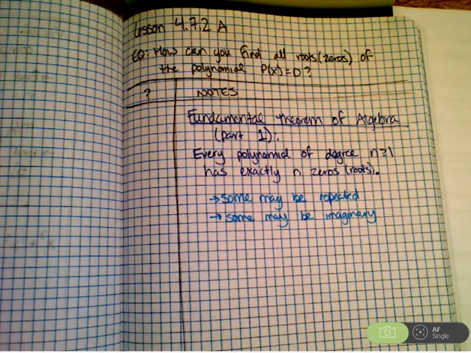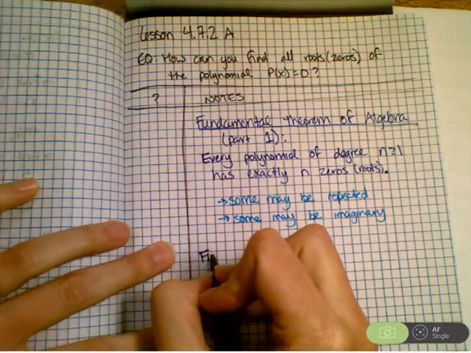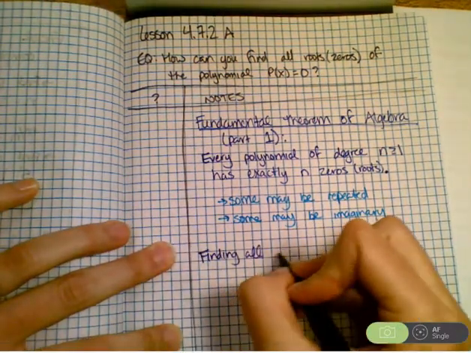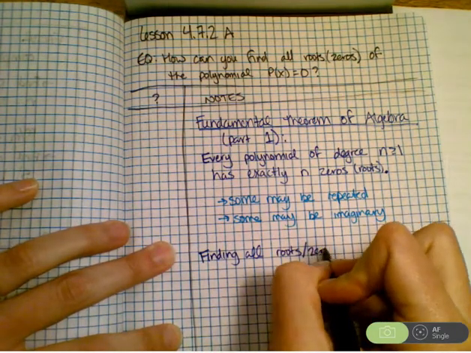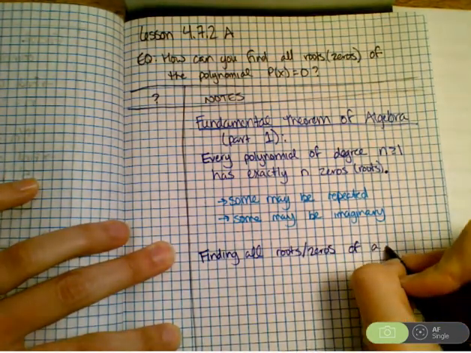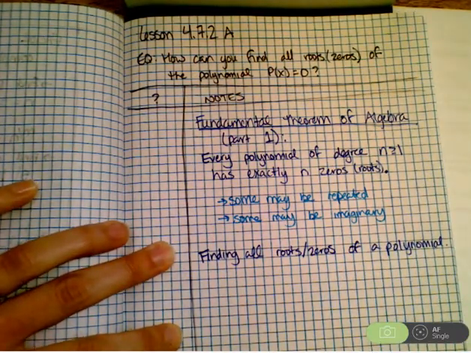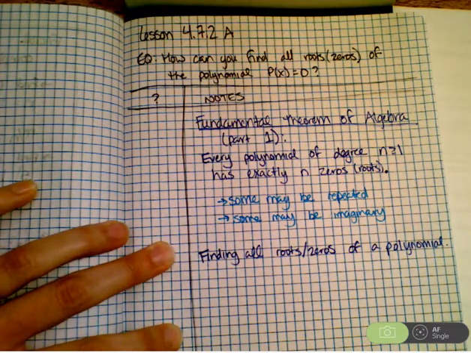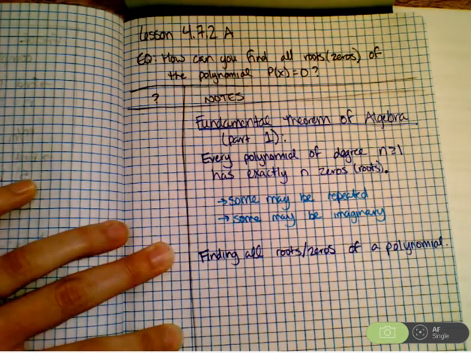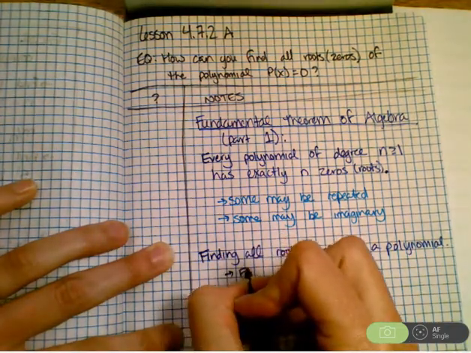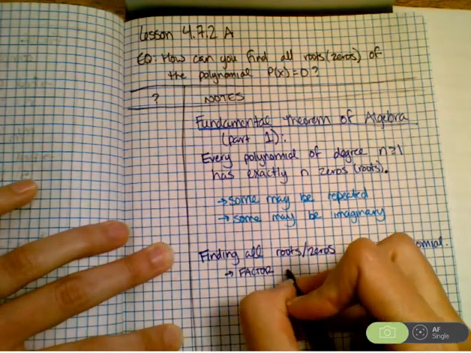So to go back, this builds again on what we were doing last time. What we're going to use the fundamental theorem for is to find all the roots or zeros of a polynomial. And you've actually done this with quadratic functions before. This is just showing us how we take that to the next level for cubic and quartic and more complicated functions. So what we want to always start by doing is factor as much as possible.